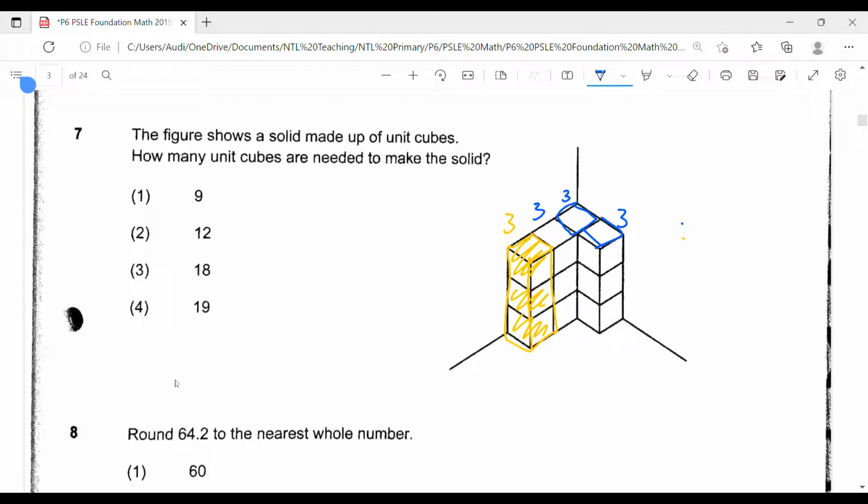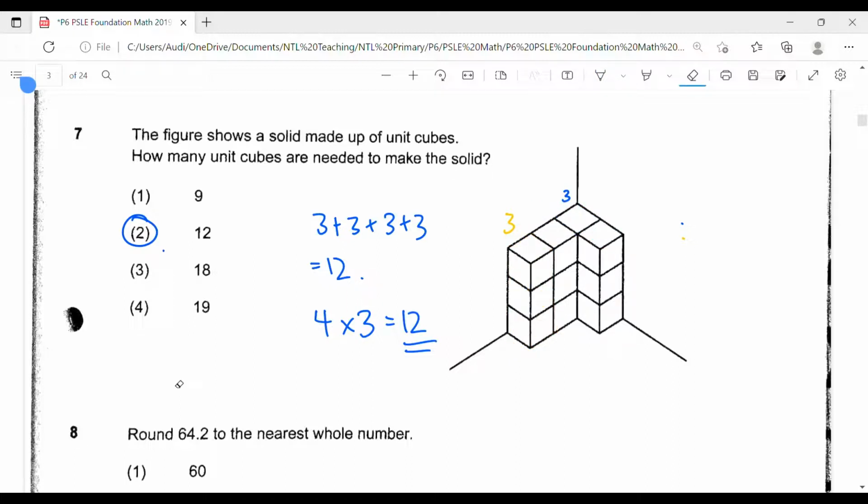So how many cubes are there in total? 3 plus 3 plus 3. And this is 12. Or if you can see this, you see that there are 4 number 3s. So it's 4 times 3. It's 12. And this is our answer. Okay, I'll erase this, pause the video, and try to do the question.